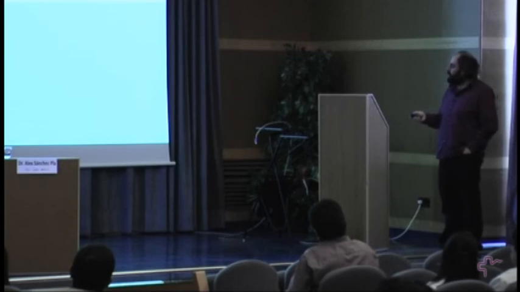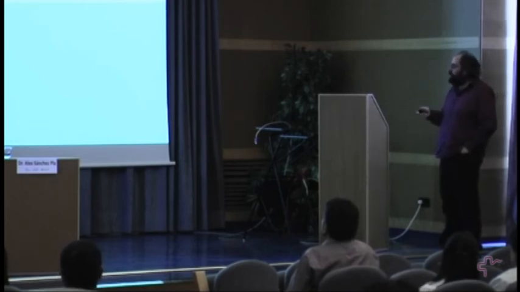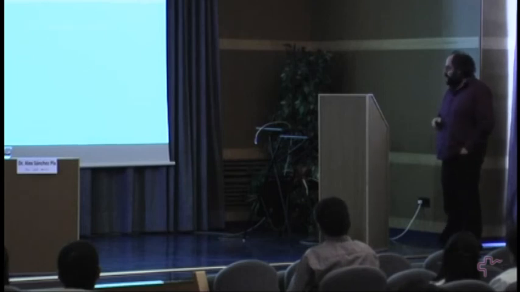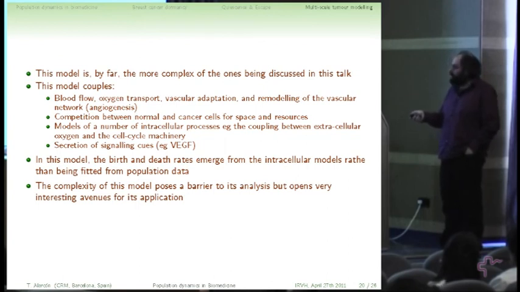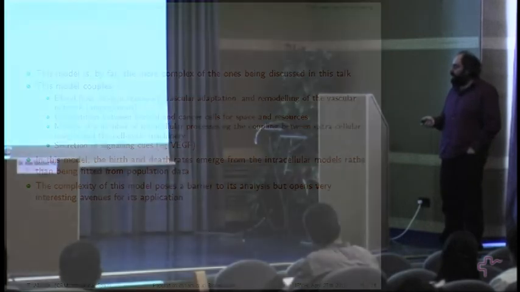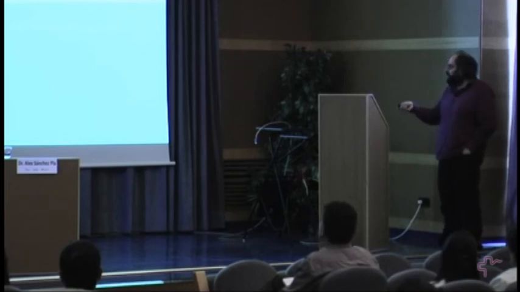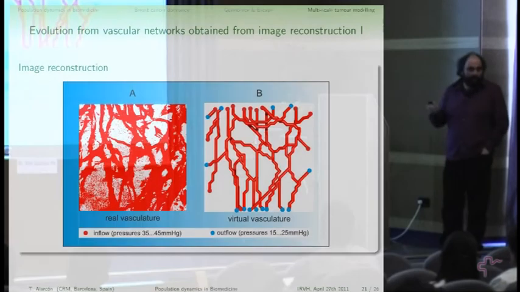So what I just said, the important thing here is that in this model the birth and death rates are not given. They emerge from the intracellular models rather than being fitted from population data. And as usual, there are some limitations. The limitation here is that this model is a very complex one, and this makes the analysis of the model very, very difficult. On the other hand, it opens very interesting avenues for application. And just to finish, I will show you what we are doing right now with this model.